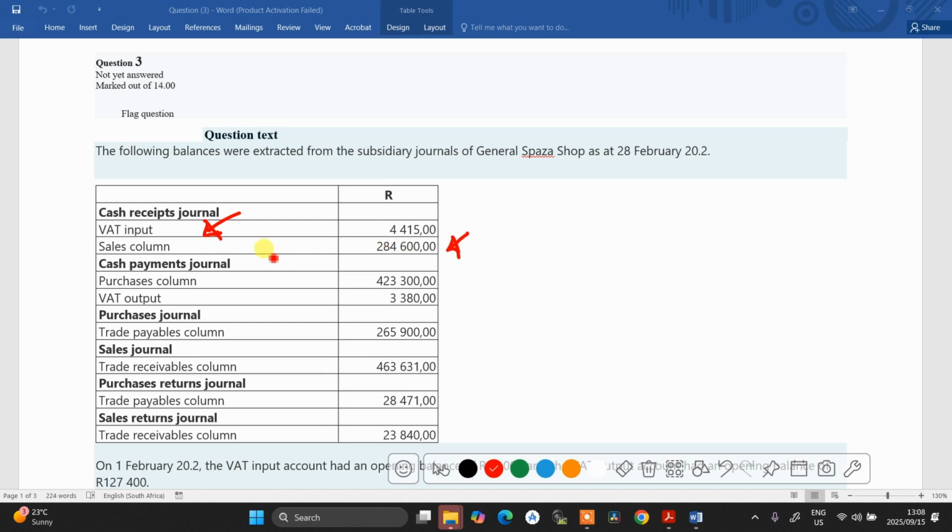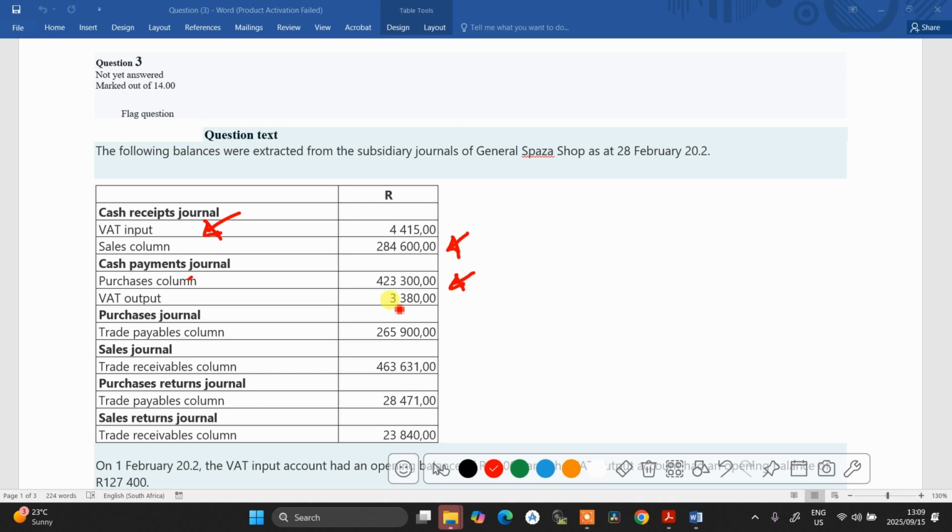Okay, so next we look at our cash payments journal. In the cash payments journal, we are given the purchases column. This too is VAT exclusive. Okay, so this is a VAT exclusive amount. In terms of our cash payments journal, what we will expect is that whenever we pay for something and they charge us VAT, that VAT is going to be recorded in our cash payments journal as VAT input. So we are supposed to calculate the VAT input, and we are going to do so using this purchases column, which is a VAT exclusive amount.